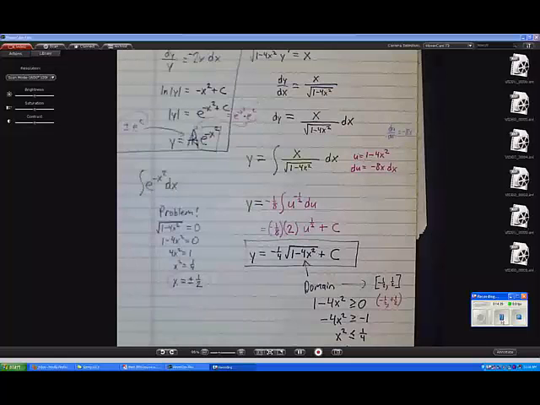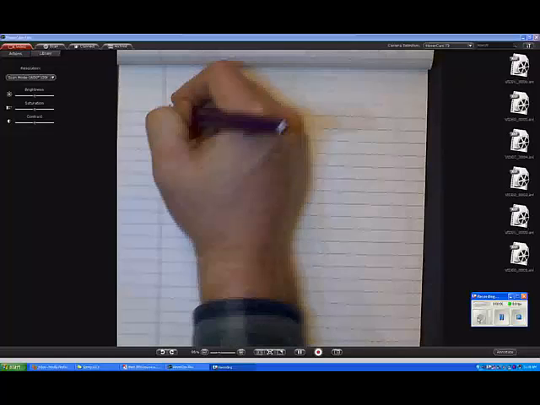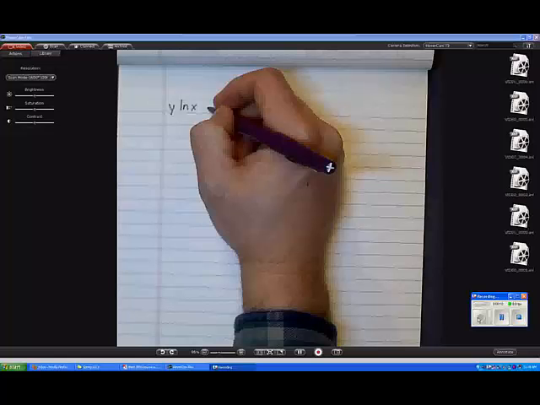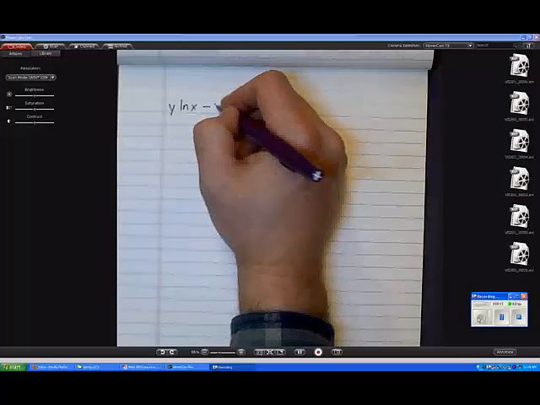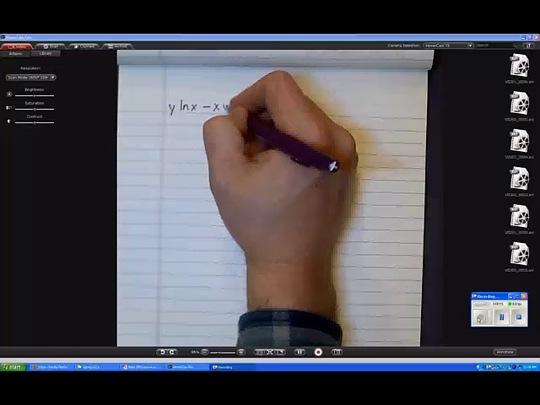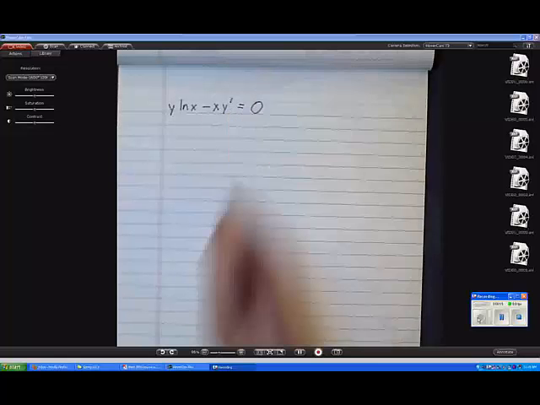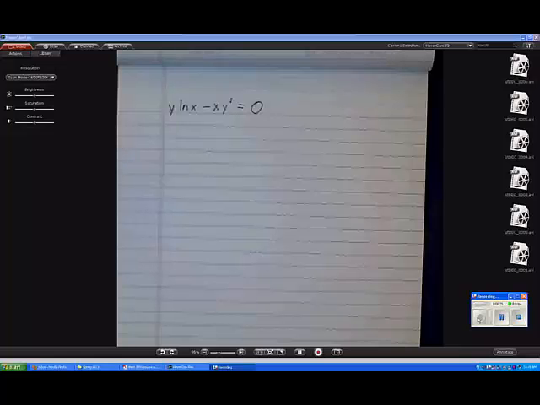When we solve these, do you want us to always find the domain? I just want to give you an example like this. y times the natural log of x minus x times y prime equals 0. Because this is the kind of thing you might see on the homework. Okay? It's a little more challenging.